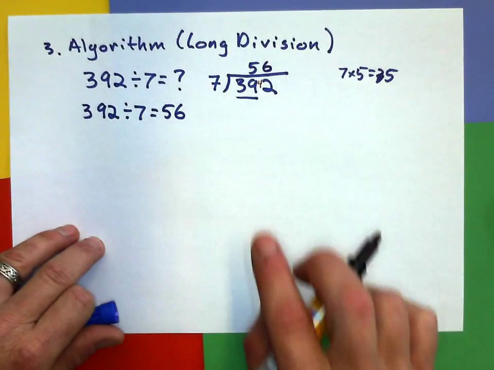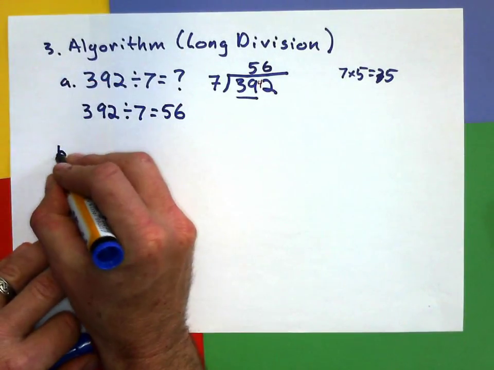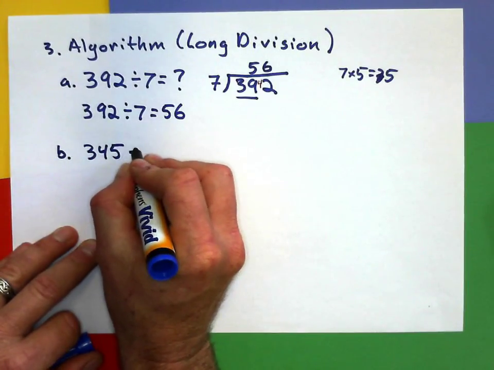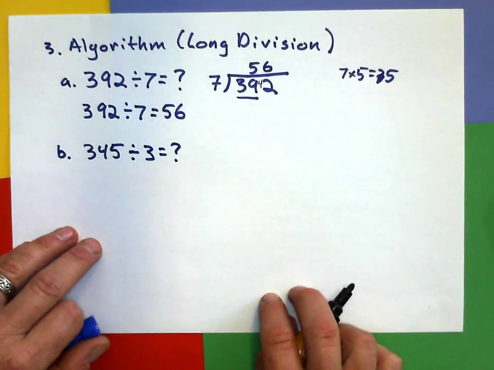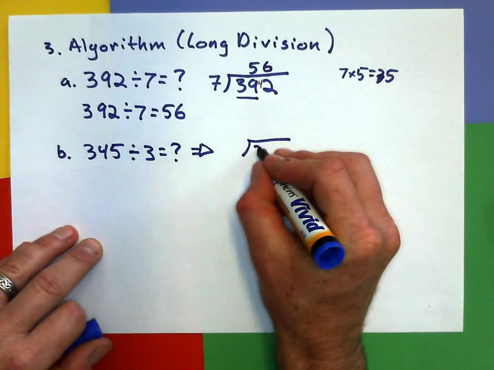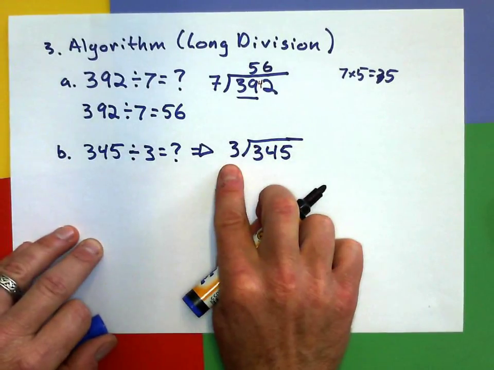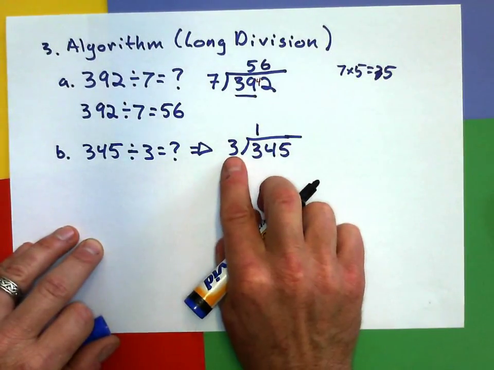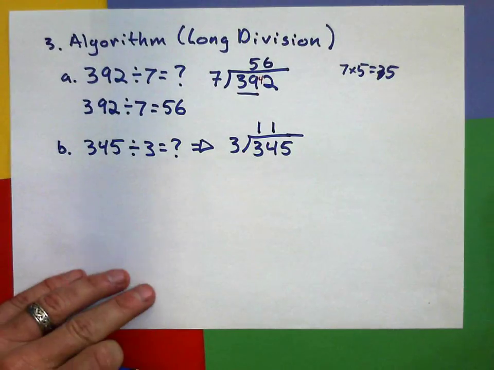All right. We'll do another example like this one. Suppose I say, let's call this A, we'll call this one B, and I'll say 345 divided by 3 equals what? Okay, well, let's set up our division bar. 345 goes inside the division bar, 3 goes on the outside. Now this one, unlike this one, 3 can go into 3 once. There's nothing left over.